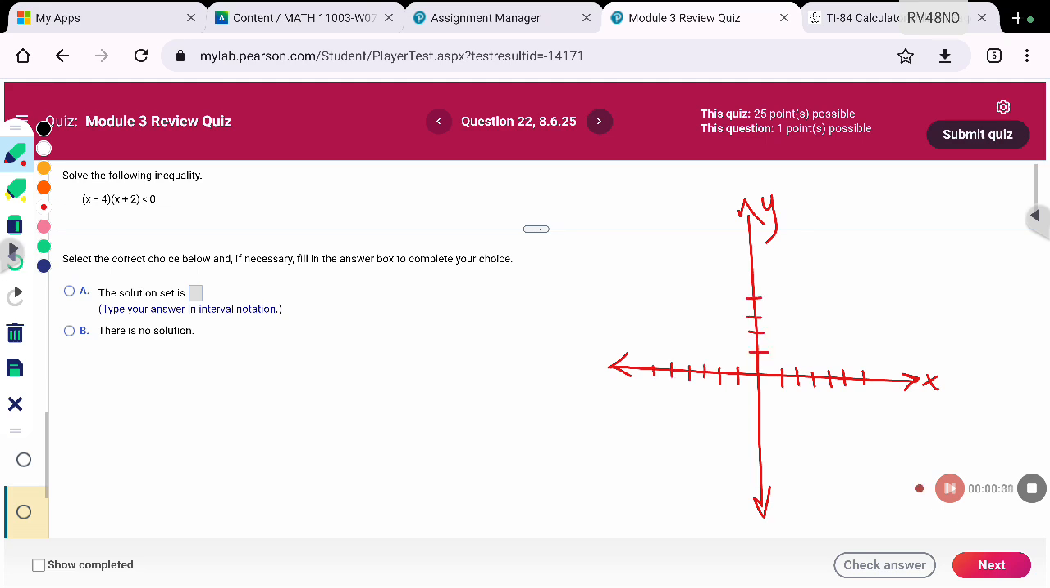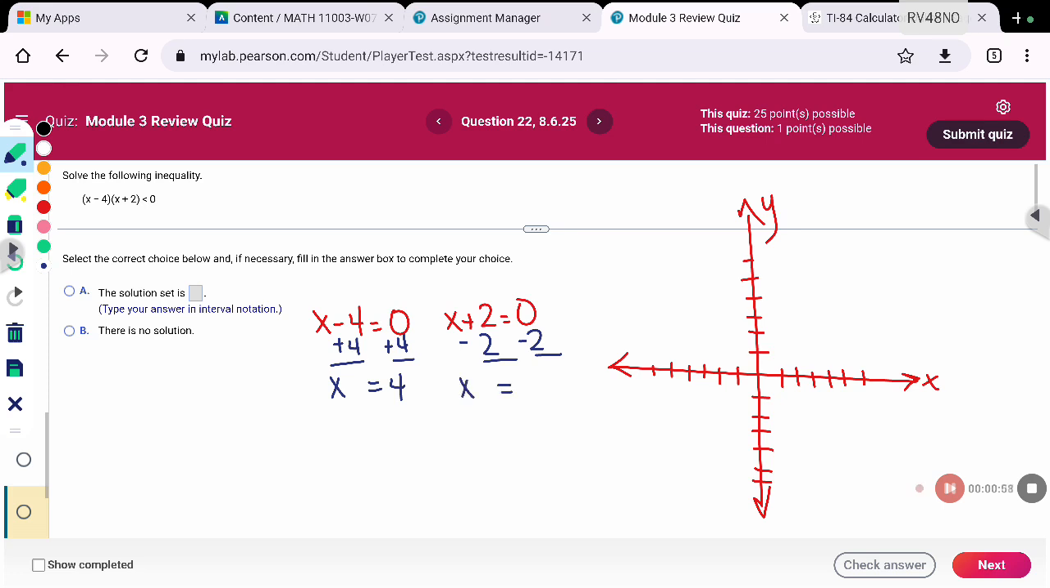This one is nice because it's already in its factored form for me. The factors are x minus 4, I'll set that equal to 0, and x plus 2, set that equal to 0, and solve them for x. So I would add the 4 to both sides here, so x equals 4. And then I would subtract 2 from both sides here to get x equals negative 2. So those are the zeros of the function, which are their x-intercepts. So at positive 4 and negative 2.